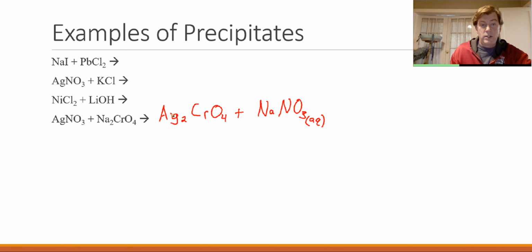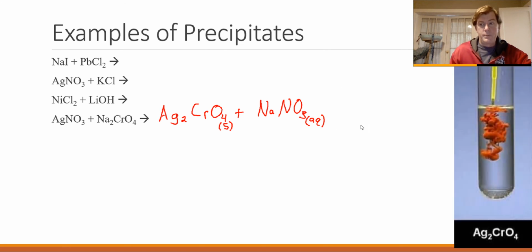I look over here. I see silver is an exception to a lot of rules, but there is no silver rule. And chromate is not in the top half. It's one of those bottom ones that they said is normally not soluble unless it's with an alkali metal. So guess what? That's our precipitate. So here's silver chromate. That's kind of pretty.